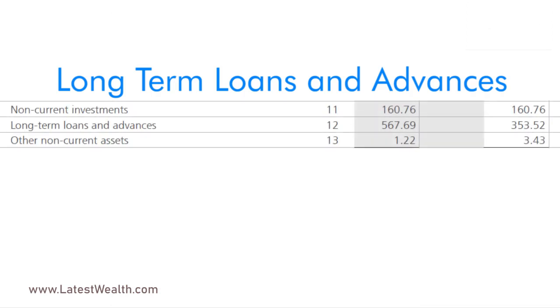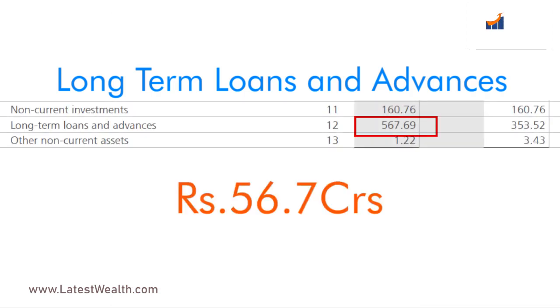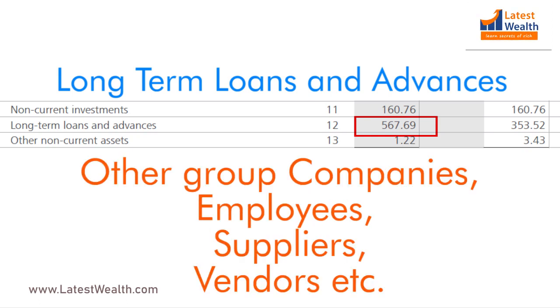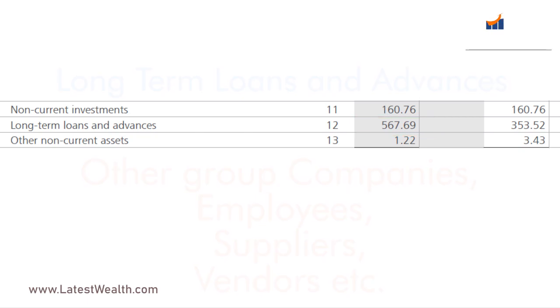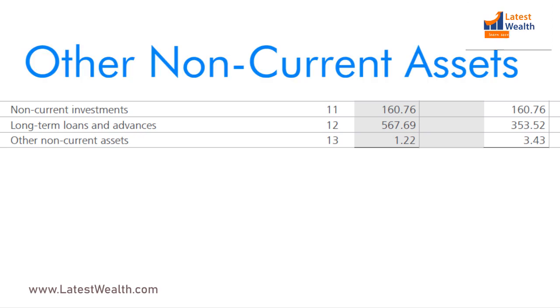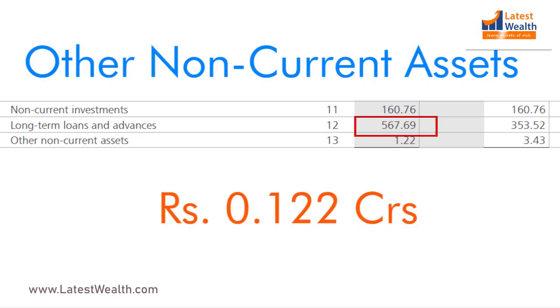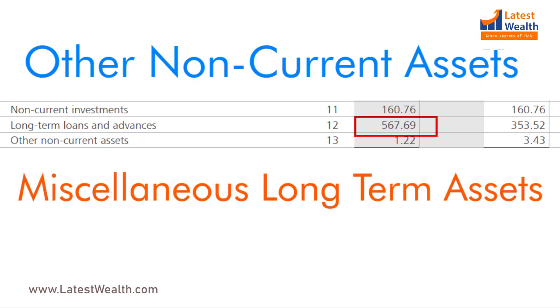See, the next line item is long-term loans and advances, which stand at 56.7 crores. These are loans and advances given out by the company to other group companies, employees, suppliers, or vendors. Any loan. For example, when the company produces some items, they will be giving some items on loan to the distributors, retailers, dealers, or suppliers. The last line item under non-current assets is other non-current assets, which is 0.122 crores. This includes other miscellaneous long-term assets.